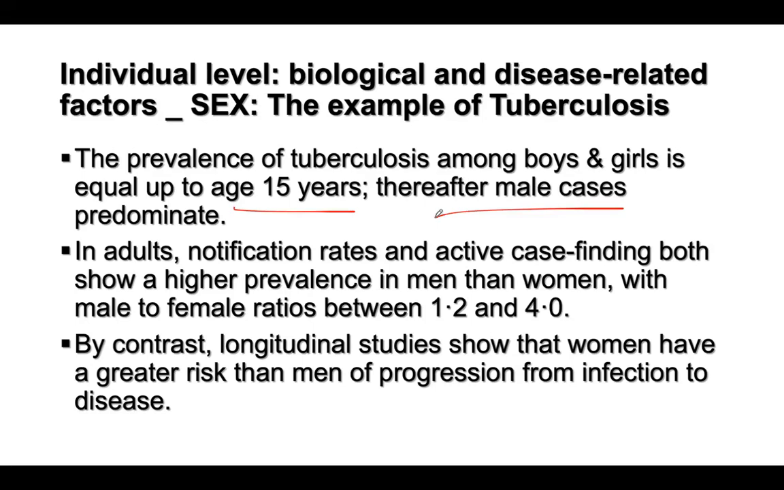So again, in the chat, tell me, why do you think men are more prone to having TB than women after age of 15? Anyone? So the question is, there's a statement here that says prevalence of tuberculosis among boys and girls is equal up to age of 15, and thereafter male cases predominate. What do you think would be the reason for this?